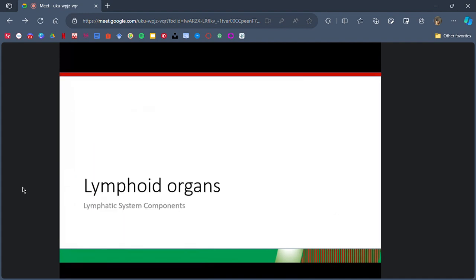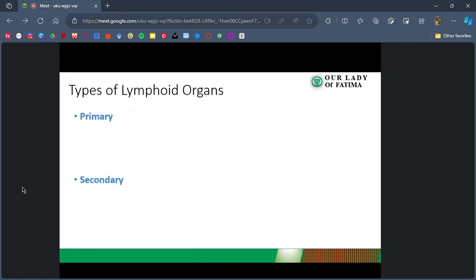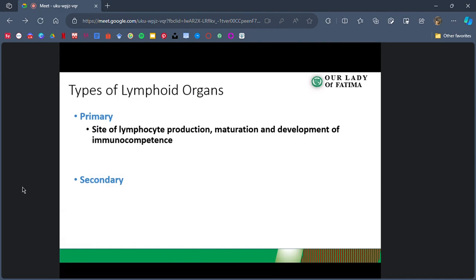The lymphatic system also includes lymphoid organs. Lymphoid organs are classified into primary and secondary. Primary lymphoid organs are the site where lymphocytes are produced, mature, and develop the ability to recognize self from non-self, so they can mount a normal immune response following exposure to a foreign body in a condition known as immunocompetence. And these organs include the red bone marrow and the thymus.